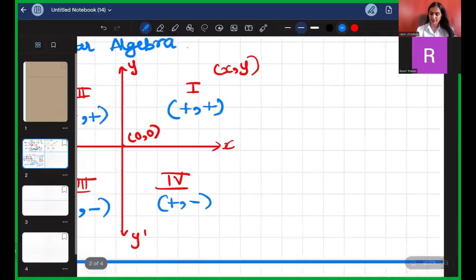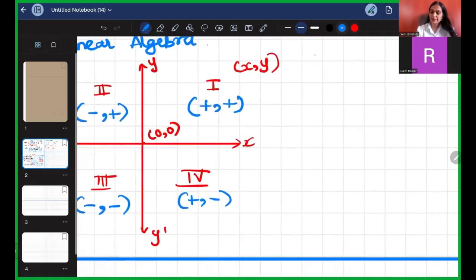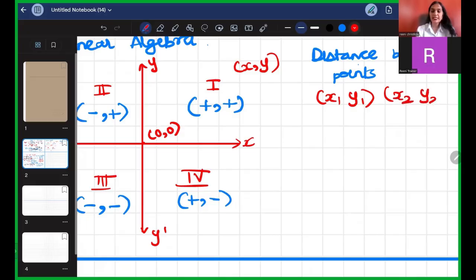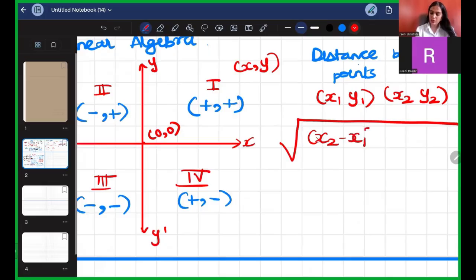So when we have 2 points, what is the distance between 2 points? Say you have 2 points, x1, y1, x2, y2. What is the distance between these 2 points? The distance formula is nothing but the square root of (x2 minus x1) whole square plus (y2 minus y1) whole square, right? Say I give you 2 points, and we have to find the distance between them.